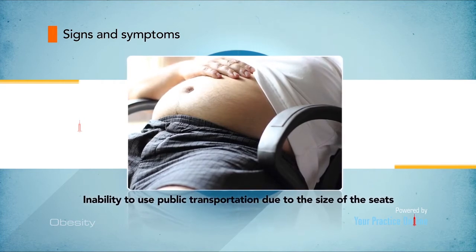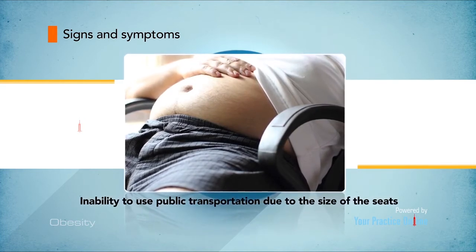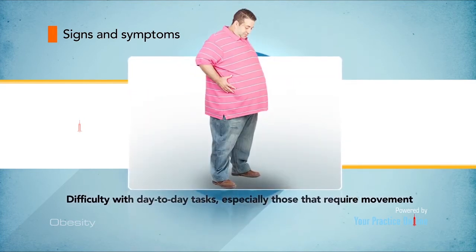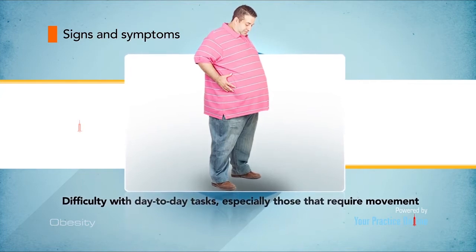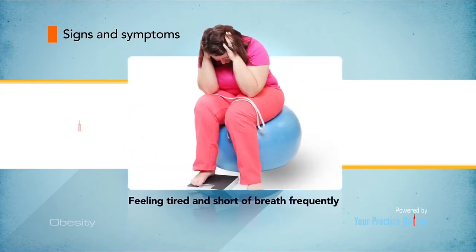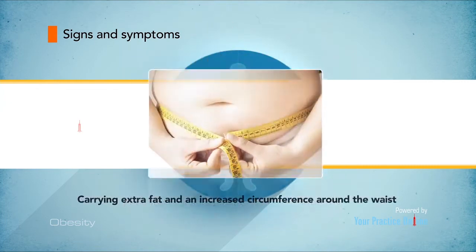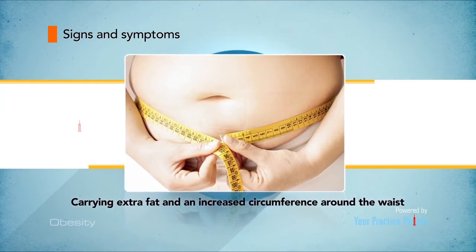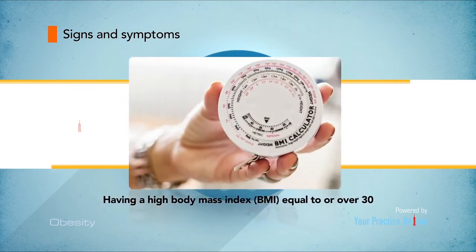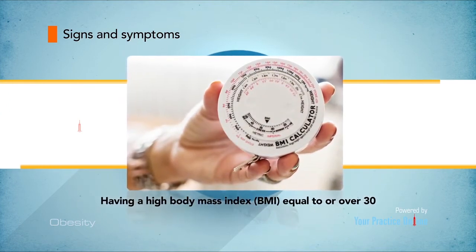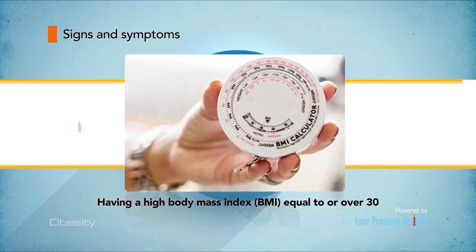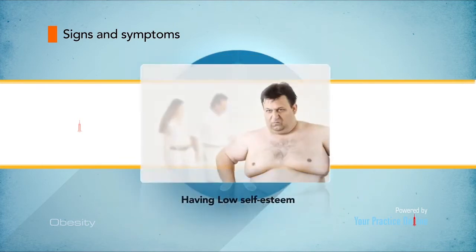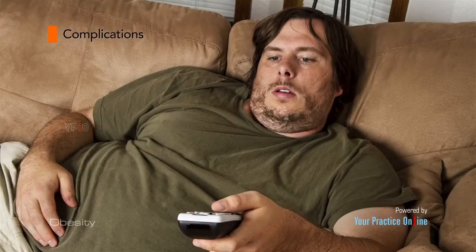inability to use public transportation due to the size of the seats, difficulty with day-to-day tasks, especially those that require movement, feeling tired and short of breath frequently, carrying extra fat and an increased circumference around the waist, having a high body mass index, BMI, equal to or over 30, having low self-esteem.